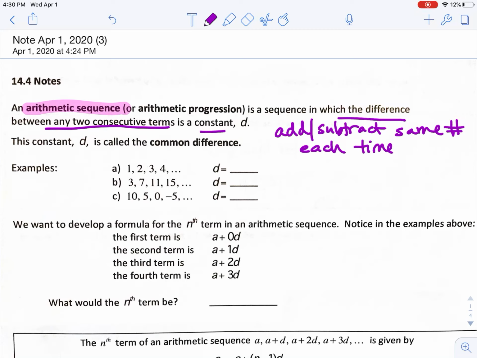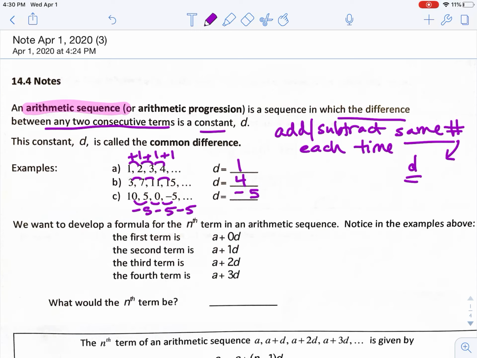And that number that we add or subtract is called the common difference, and we use d to denote the common difference. So for example, in this first one, if I'm looking from 1 to 2, and then 2 to 3, and then 3 to 4, we're obviously adding 1 each time, so my common difference would be 1. For this one, I'm going from 3 to 7, 7 to 11, 11 to 15. I'm adding 4 each time, so common difference would be 4. Here, I'm going down and subtracting 5 each time, so my common difference would be negative 5. So it can either be positive or negative. It's positive when you're adding, it's negative when you're subtracting.